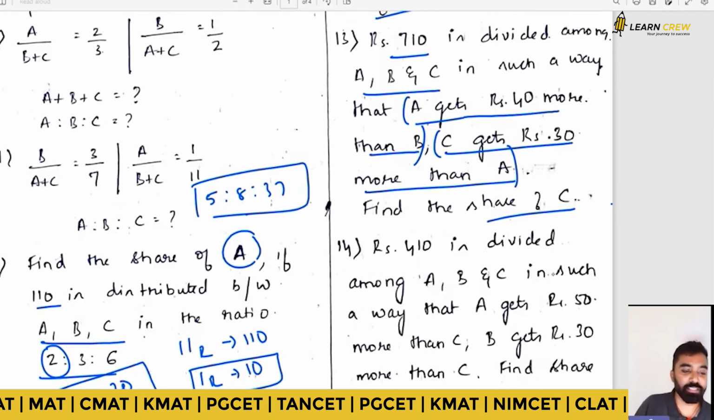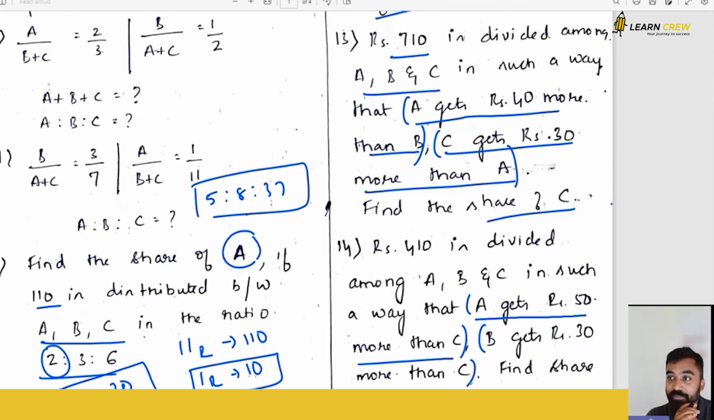The sheet I have sent in the group, for those people attending online, just check the group. The answer is 110. The 14th, I'm not solving. Others solve, it's a similar problem.